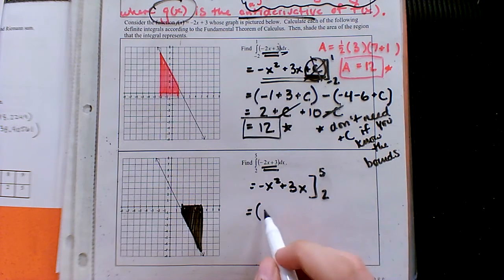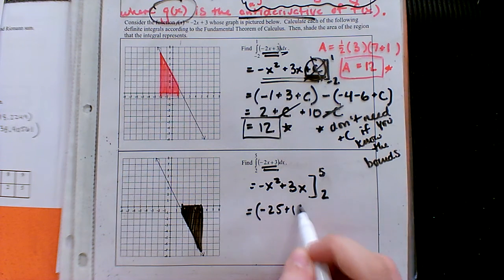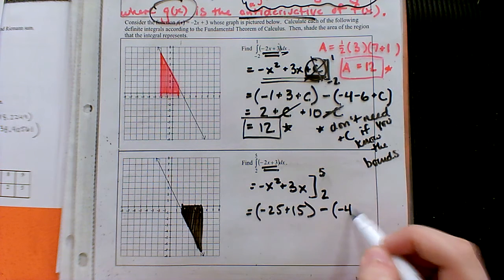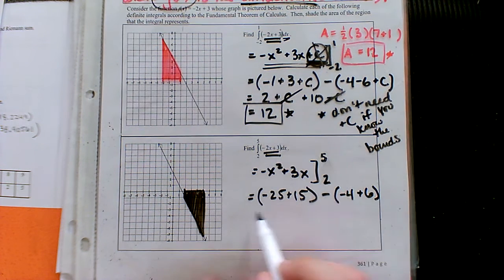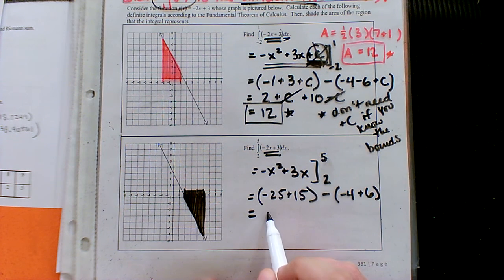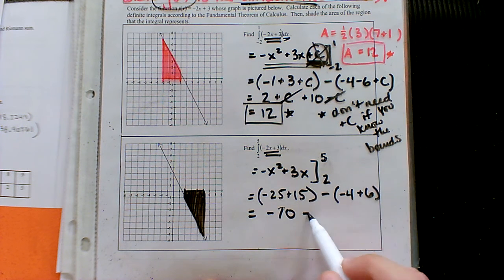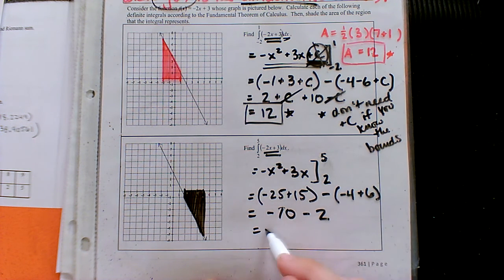So if we plug in 5, we'll get negative 25 plus 5, and then we have to subtract what we get when we plug in 2. So negative 4 plus 6. So this would be negative 10 minus 2. So we get negative 12.